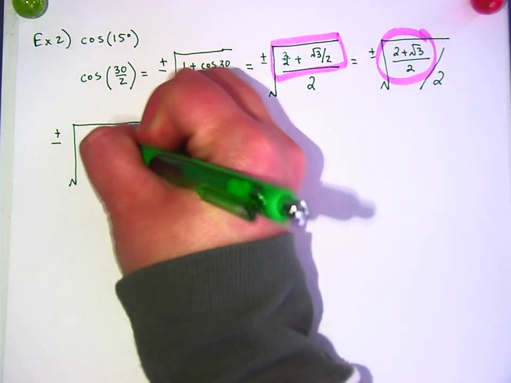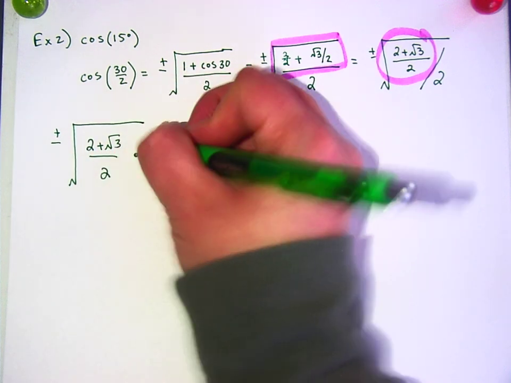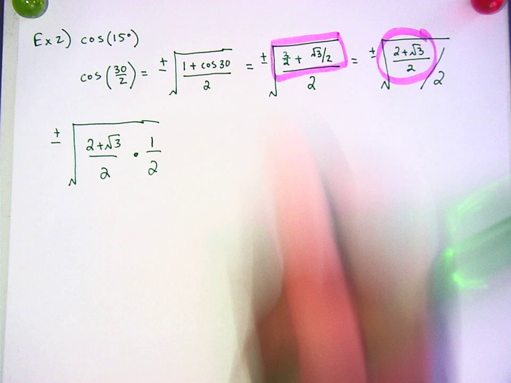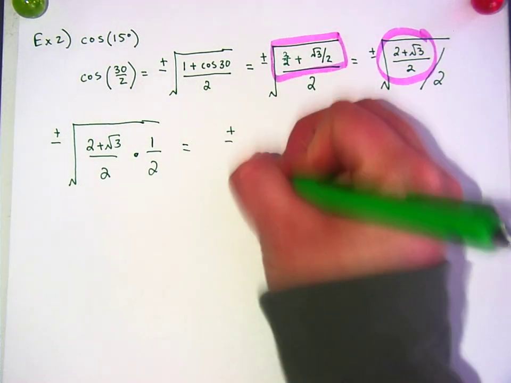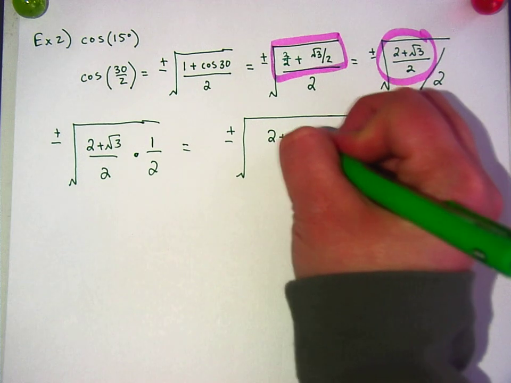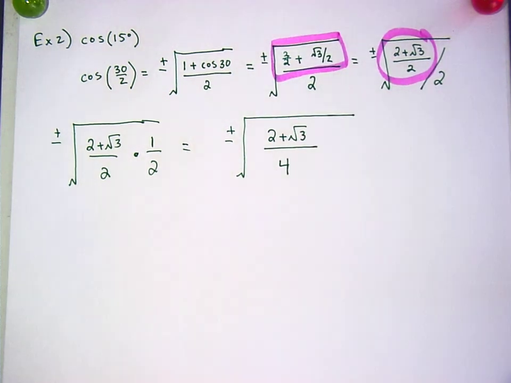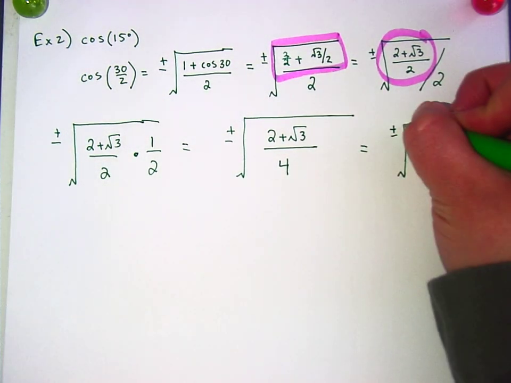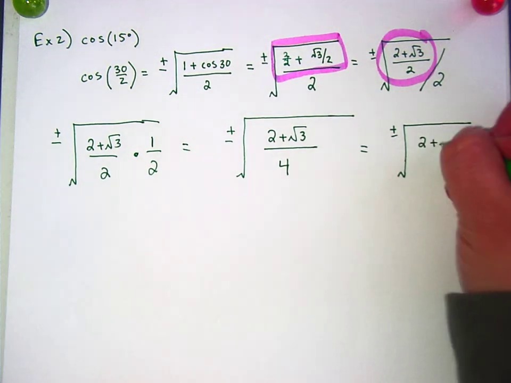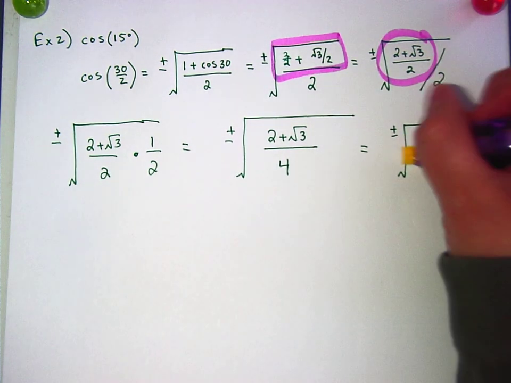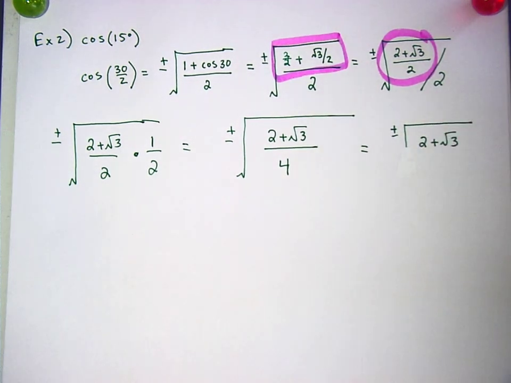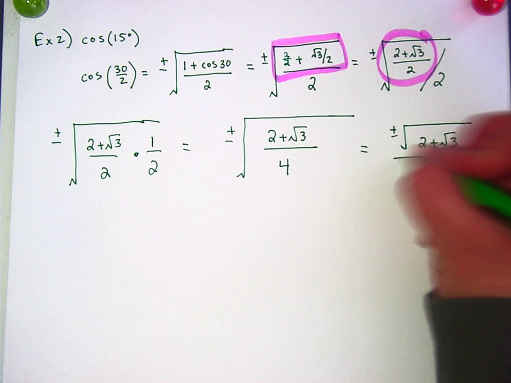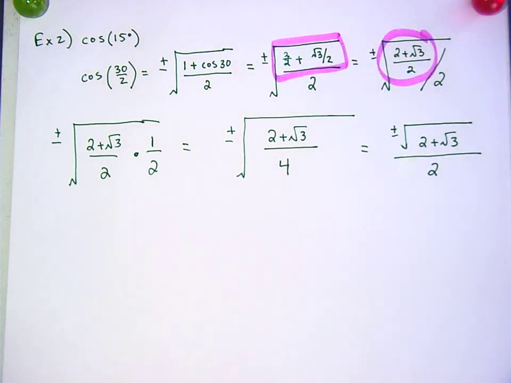This is 2 plus the square root of 3 over 2 times 1 over 2, which is what? 4? And then you'll see that the book has this answer. 2 plus the square root of 3, sorry. That square root is only on top because the square root of 4 is 2. And that's how we're going to leave it, with a square root inside a square root.